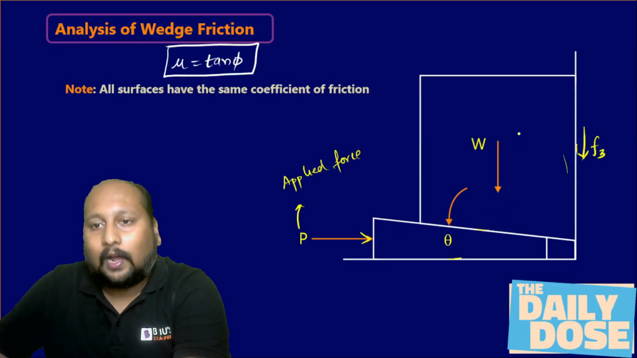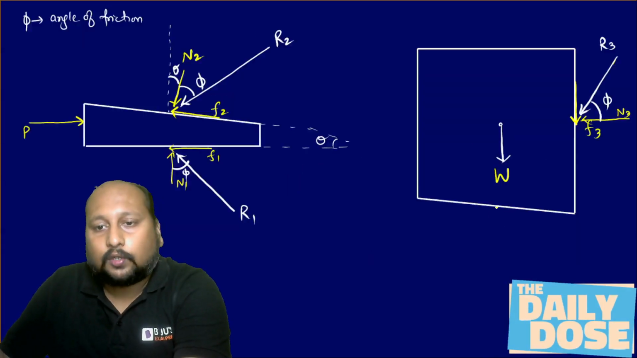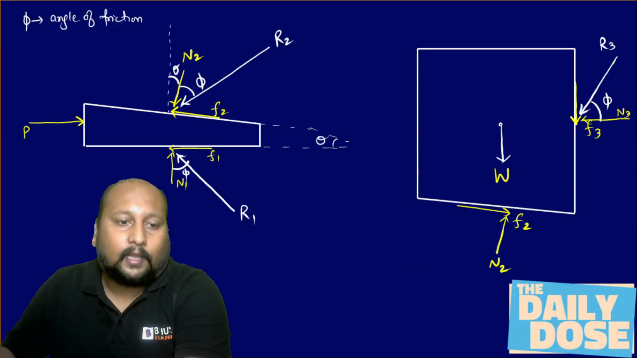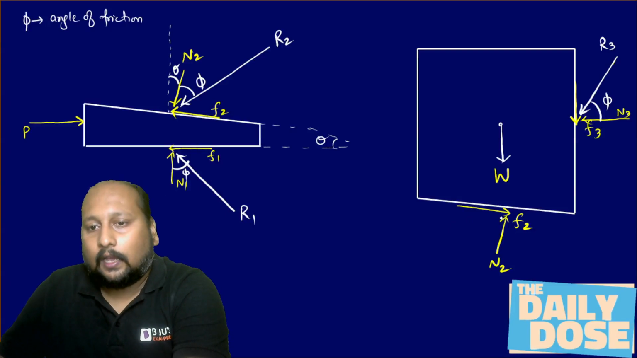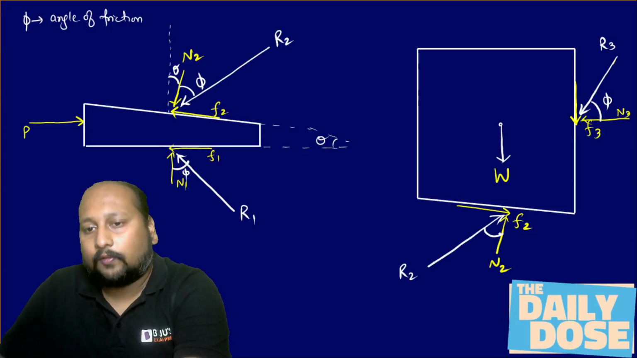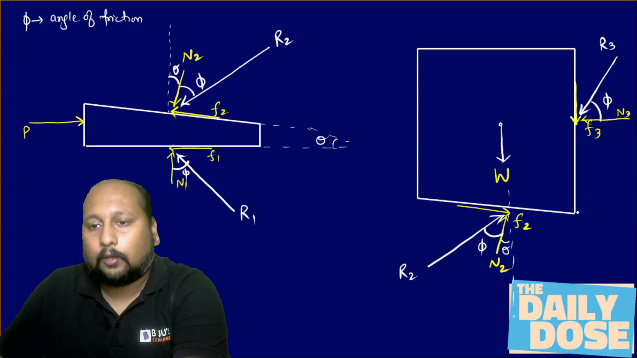Now, when the body is trying to push and move upwards, what will happen at this interface is the friction force will try to move in the downward direction. This is your F2 and this will be your N2, right? If I take the resultant of these two forces, F2 and N2, this will be R2, making an angle of phi with the N2. And this angle is theta, because this angle with the horizontal is theta.